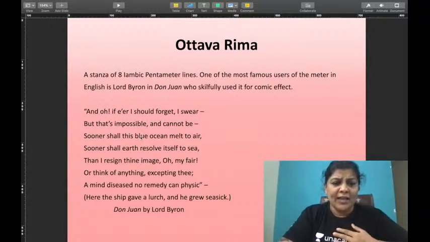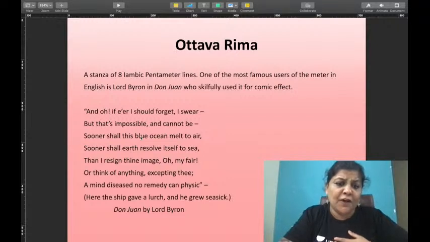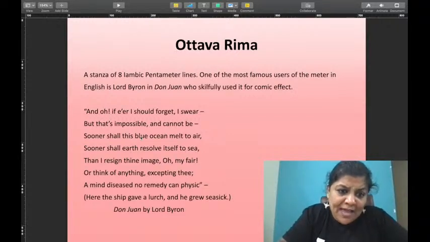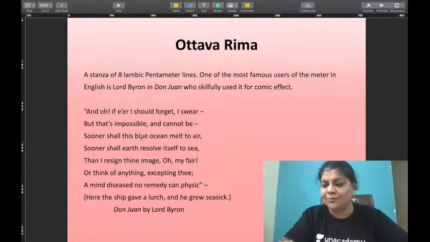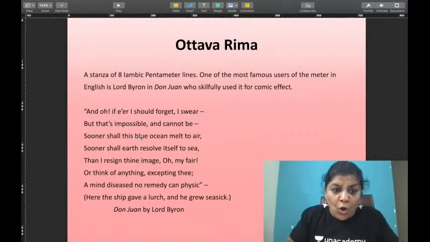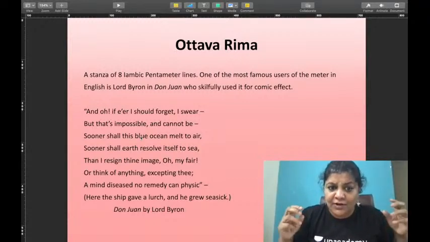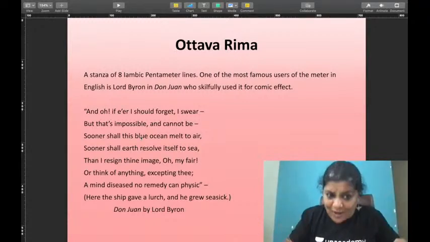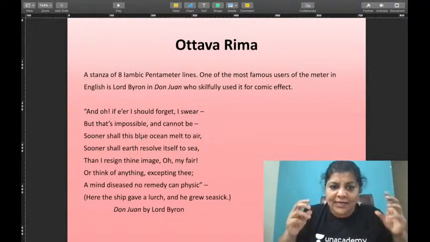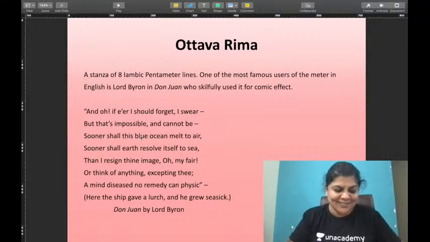And oh, if ever I should forget, I swear, to be like that. Oh, if ever I should forget, I swear. But that's impossible and cannot be. Got it? But that's impossible and cannot be.